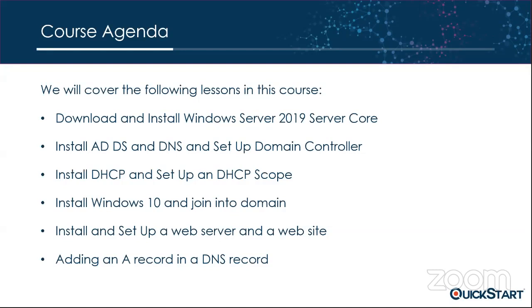Once we complete the installation of Windows Server 2019 Server Core along with Windows 10, we will move forward and install Active Directory Domain Services in order to set up a domain controller. In parallel with ADDS, we're going to install DNS as well, because definitely in a client-server network topology we need a Domain Name System.